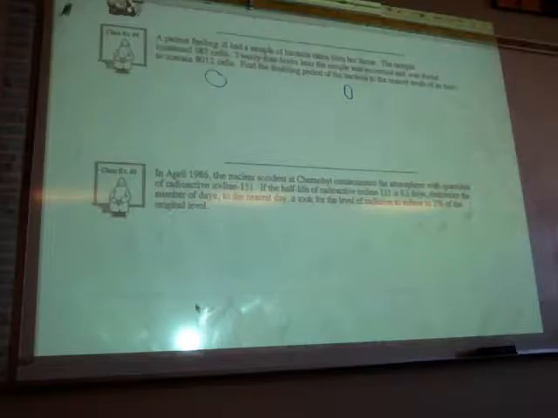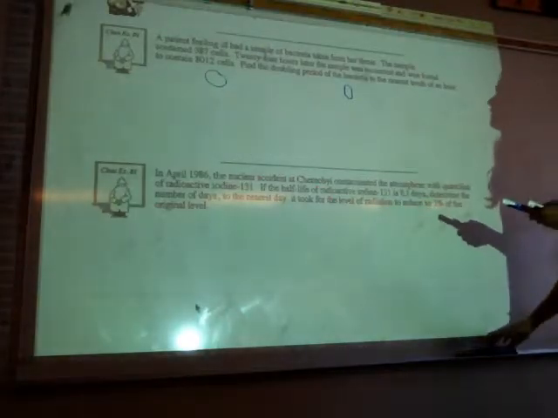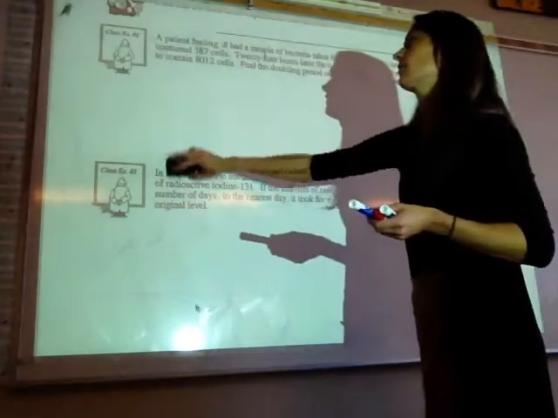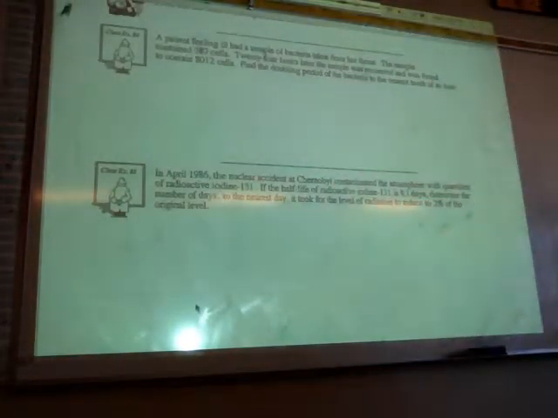Alright, so a patient feeling ill had a sample of bacteria taken from her throat. The sample contained 387 cells. 24 hours later, the sample was recounted and was found to contain 8,012 cells. We need to find the doubling period of the bacteria to the nearest tenth of an hour.